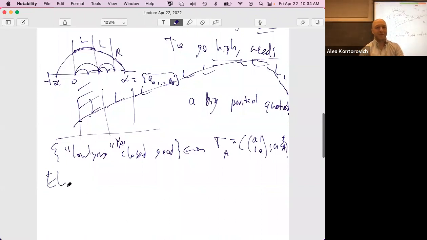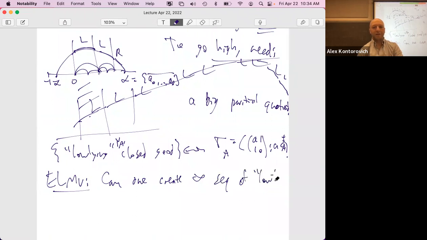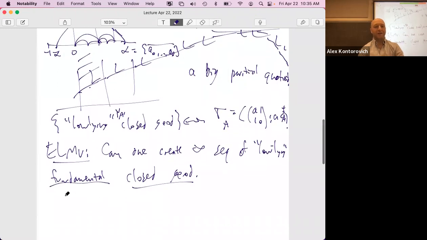So the real question, ELMV: can one create an infinite sequence of low-lying and fundamental closed geodesics? Fundamental is just based on discriminants, right? Exactly. A closed geodesic has a discriminant because it has a binary quadratic form. That discriminant can be fundamental or not. And let me remind you, D is fundamental if it's 1 mod 4 and D is square free.